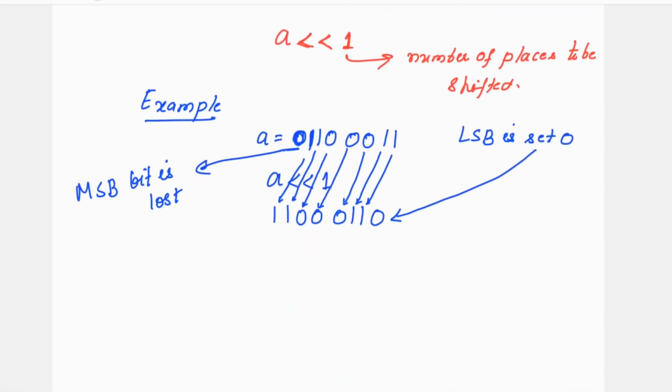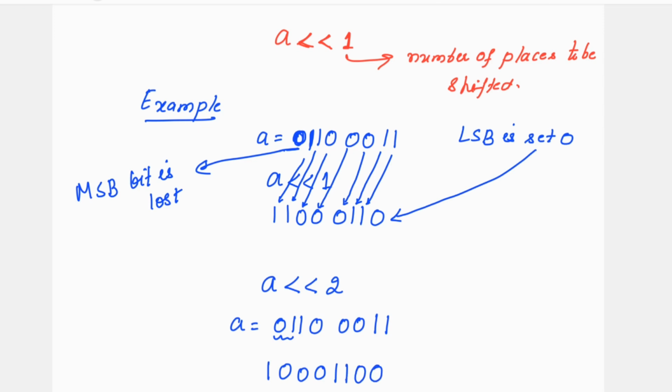Let me take one more example: left shift by 2 positions. Now your A value is 0 1 1 0 0 0 1 1. So you have to shift left by 2 positions, which means these 2 bits will get lost. Your answer will be 1 0 0 0 1 1, and 2 more bits are required at the LSB. These 2 bits will be set to 0. So this is the result.